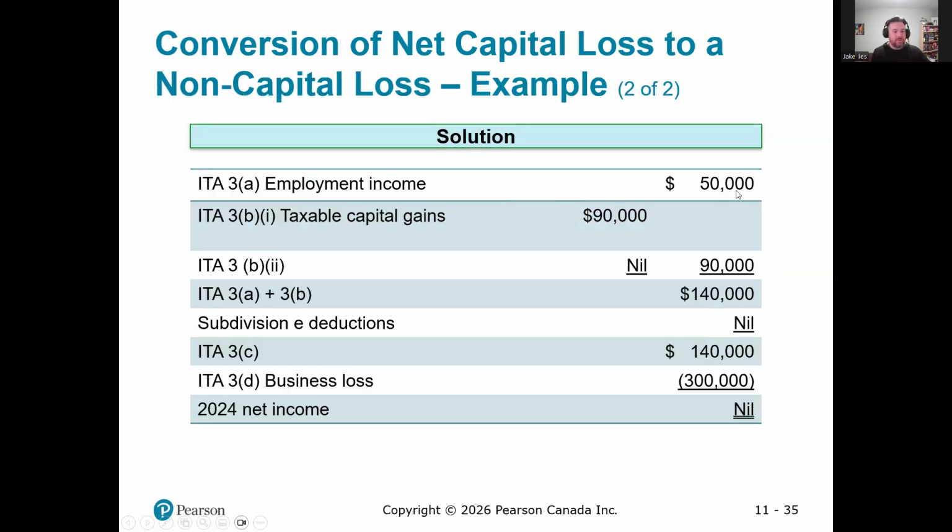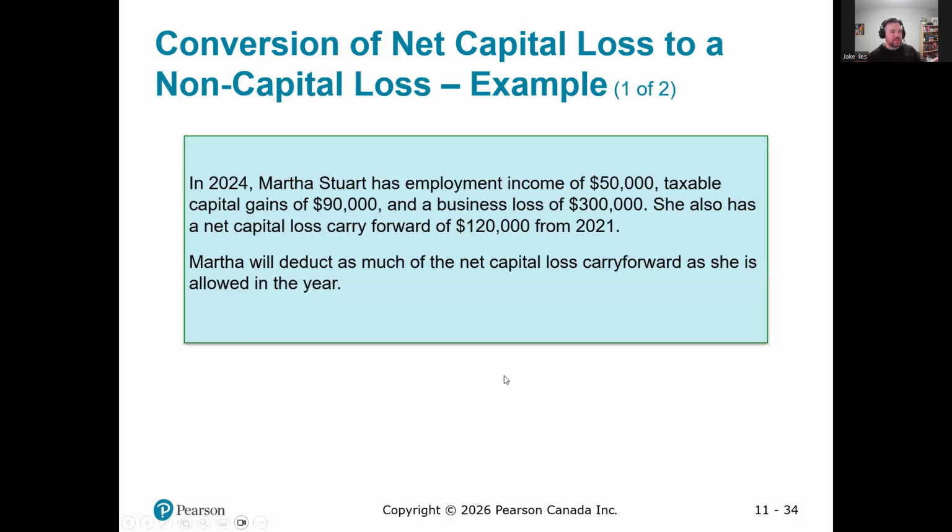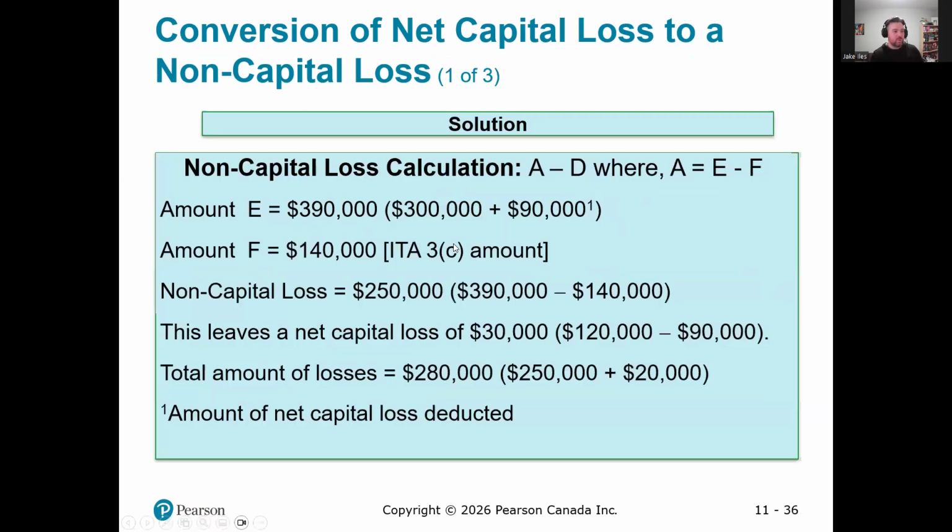So the employment income was 50, taxable capital gains were 90, which makes 140. Our business loss is more than we need, though. We can accept the taxable capital gains, subtract the business loss of 300,000. Our taxes owing is 0, so maybe we don't need to do that. But it's still leaving us with this large net capital loss carry forward. So we can use up some of that carry forward.